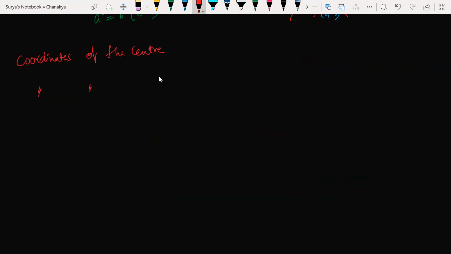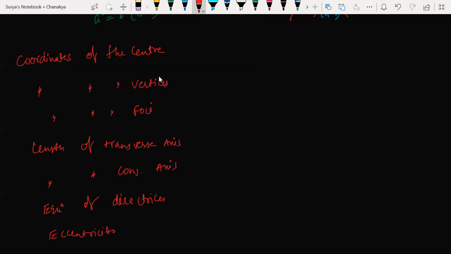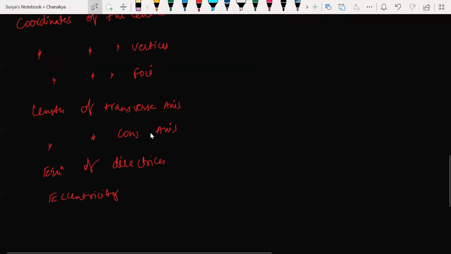Okay, coordinates of the vertices, coordinates of the foci, length of transverse axis, length of conjugate axis. Next, equation of directrices, eccentricity, latus rectum.